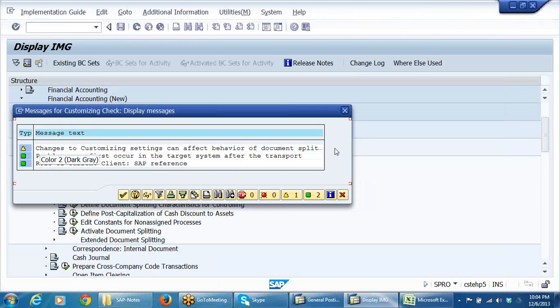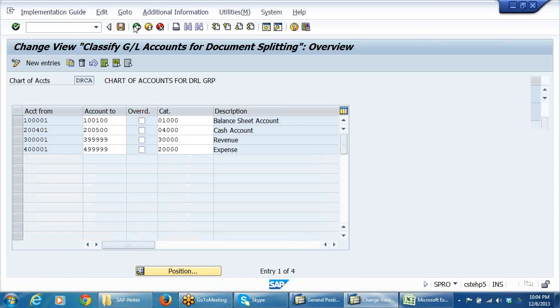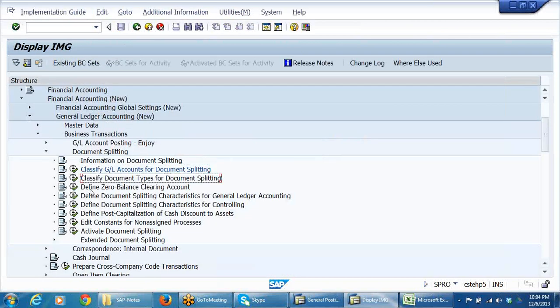I need to categorize. It gives a message, just read the message and say yes. Then coming to classify document types, document not required. Define zero balance clearing account. The zero balance clearing account is nothing but this: when a document is split into two line items, if there is any amount that is undivided or cannot be divided equally, then the system says that when you split the document, the split document should have zero balance again, meaning there should not be any difference. So for that purpose we need to create one zero balance clearing account. You'll understand the purpose of this account once we split the document, and I'll show you.